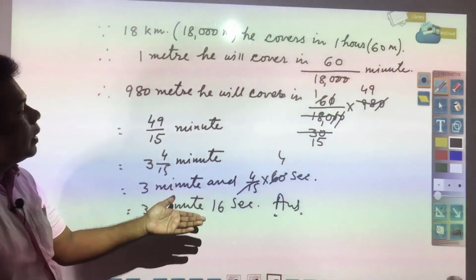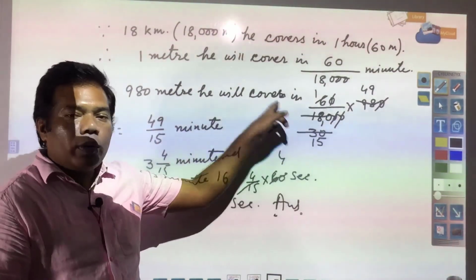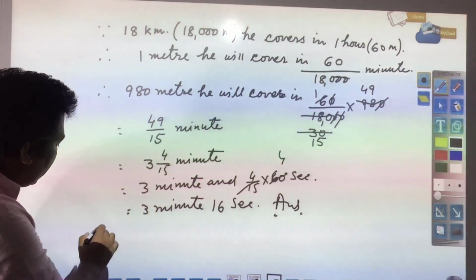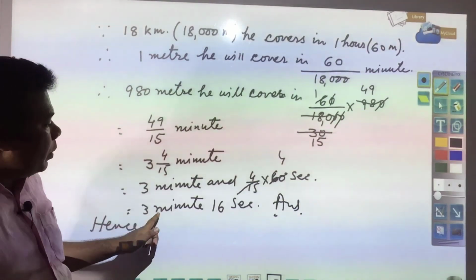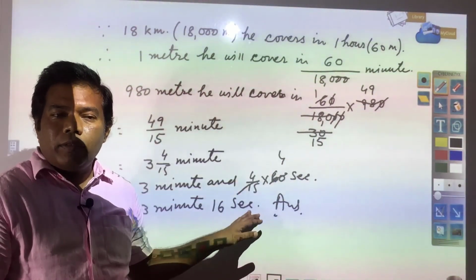So, in proper way answer is required to be written. To complete the whole boundary, he will take 3 minutes 16 second, that you will write as answer. Hence, in 3 minutes 16 second he will complete the whole boundary, and that will be your answer.